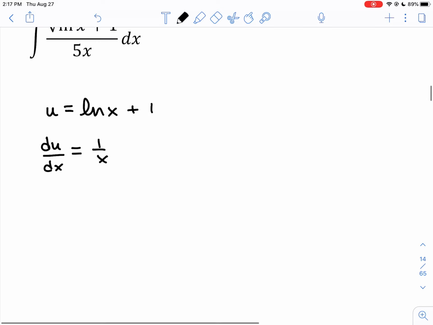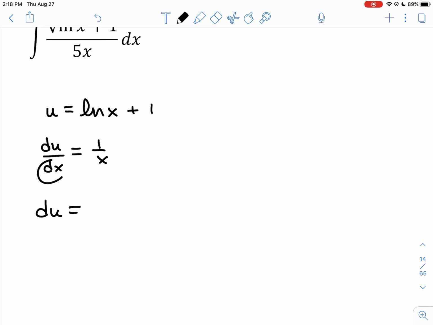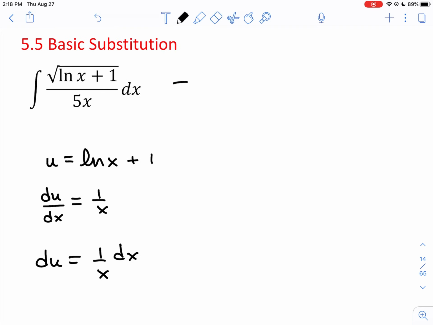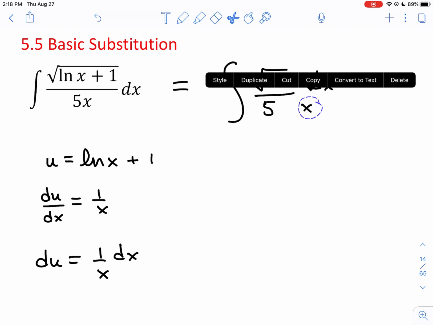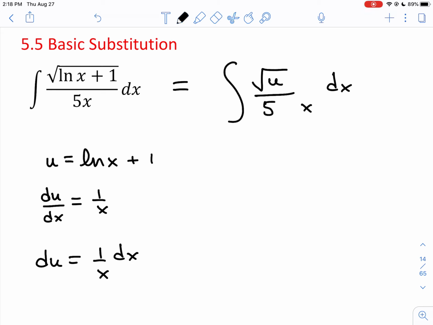So I'm going to solve this only for du, so I just multiply this dx to the other side, which is equal to 1 over x dx. So now I'm going to rewrite the original integral. The thing I'm calling u, I'm going to change that to u, so this is just square root of u. The 5 and x down here and then the dx, this x here could be brought over to the side as its own fraction, as a 1 over x. So you could break apart your integral so it looks like this.